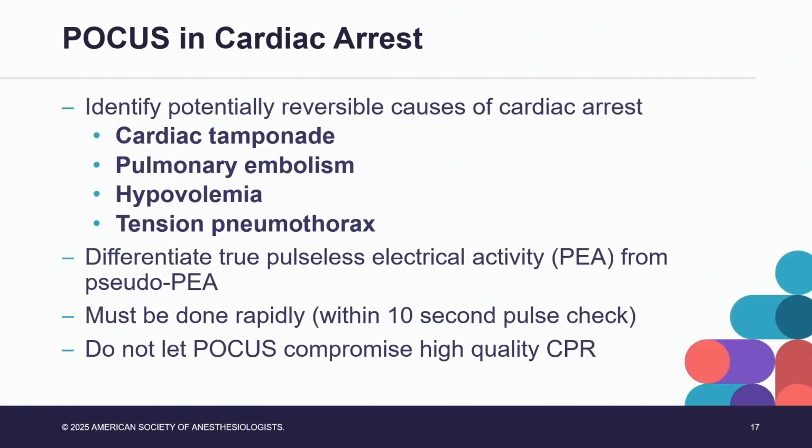All right, now that we've talked about POCUS and hypotension, let's move on to POCUS and cardiac arrest. So POCUS in cardiac arrest is helpful to identify potentially reversible causes of cardiac arrest. The things we're often looking for are cardiac tamponade, pulmonary embolism, hypovolemia, and tension pneumothorax. With POCUS in cardiac arrest, we can also differentiate true PEA, or pulseless electrical activity, from pseudo-PEA.